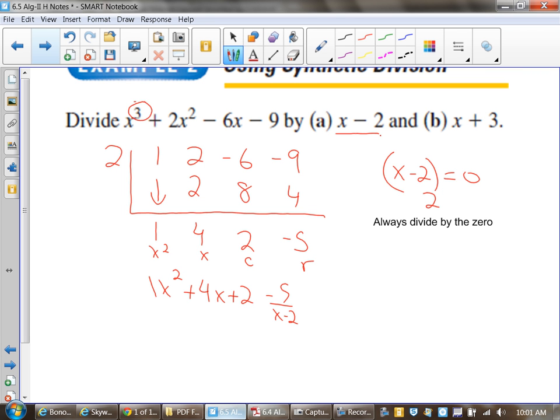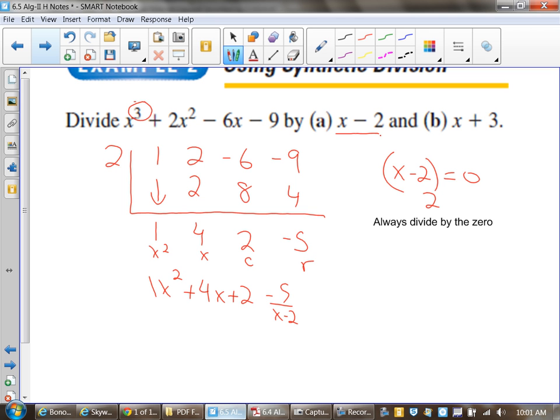Yes, ma'am? I'm going to do another example. I'm going to do the same thing with x plus 3. So when you divide that out synthetically, that would be your result. Remember, every time you synthetically divide, your result is always 1 degree less than what you started with.